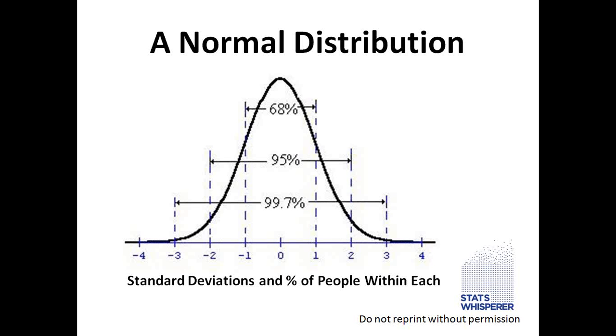And then under -2 and +2, there's 95%, which means in a normal distribution, 95% of the people, on a score of anything, like an IQ test, depression test, anything, would be within 2 standard deviations from the mean. And then 3 standard deviations from the mean, that's 99.7% of people.